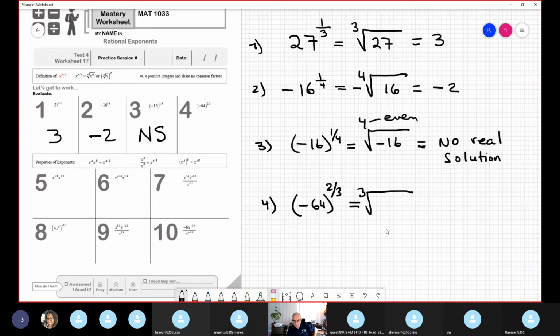So this 3 is this 3. Cubic root of negative 64, everything raised to the second power. The denominator of the fraction is the index of the root, and the numerator is the extra power that we have. In this case, yes, we have a solution, because the number inside the root is negative and the index is an odd number. Yes, we have a real solution.